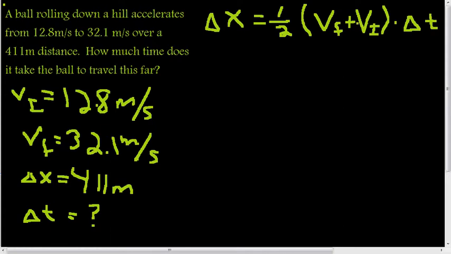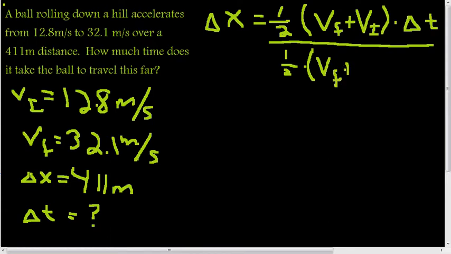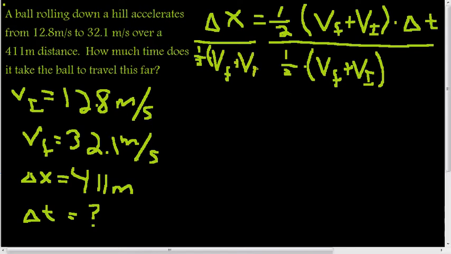Now we need to take this equation and solve it for delta t. Delta t is being multiplied by all the stuff here, so we're just going to divide it away. 1/2 times VF plus VI. Over here we do the same thing. 1/2 times VF, don't forget the brackets, plus VI. Alright, these cancel away.